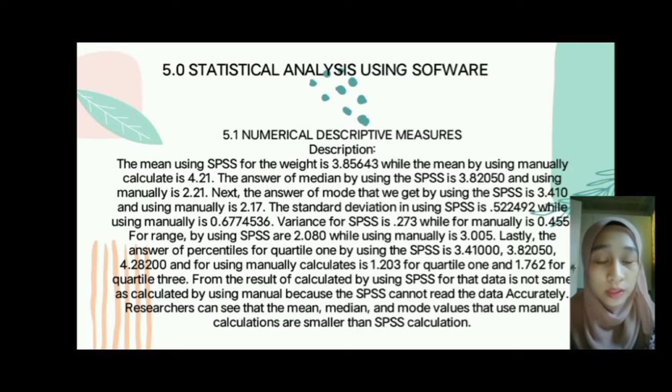The result calculated using SPSS for the data is not the same as calculated manually because the SPSS cannot read the data accurately. The researcher can see that the mean, median, and mode values from the manual calculation are smaller than the SPSS calculation.